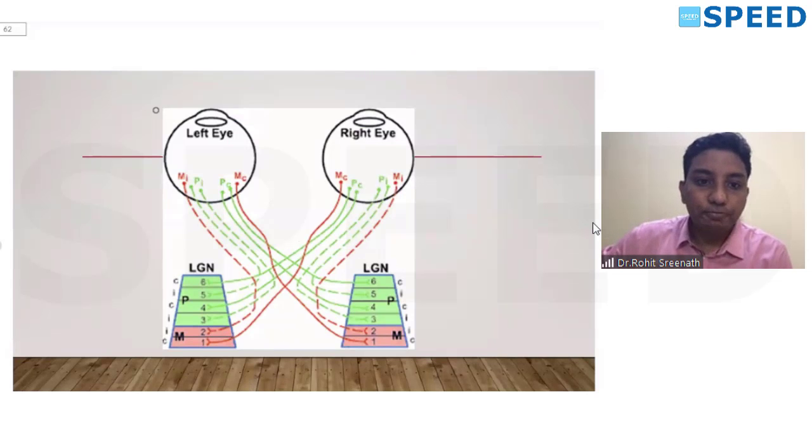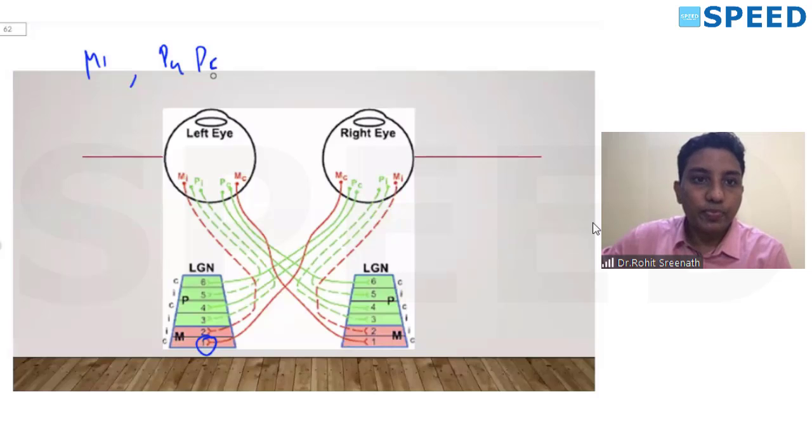We have to remember that the fibers from some of the layers cross over. So which are the important layers which cross over? M1 from the magnocellular pathway, and from the parvocellular pathway it is P4 and P5. So P4 and P5 are crossed over while the remaining are on the same side. Okay, so this is the lateral geniculate body.